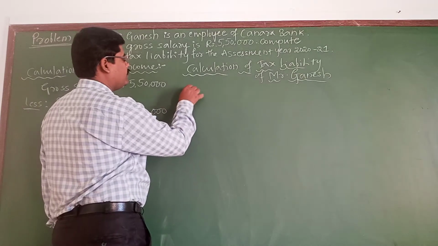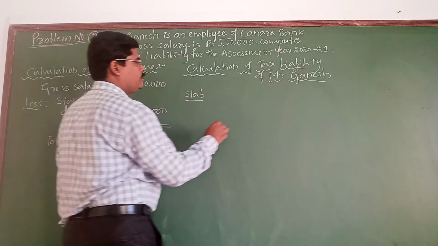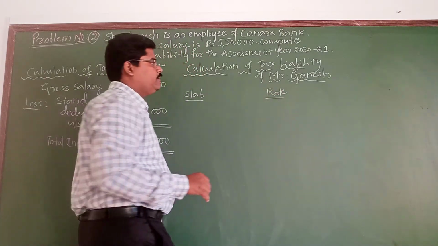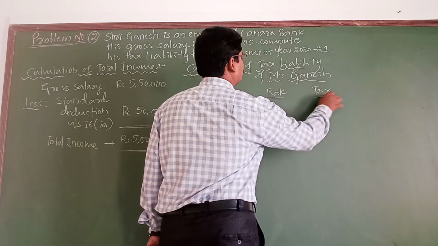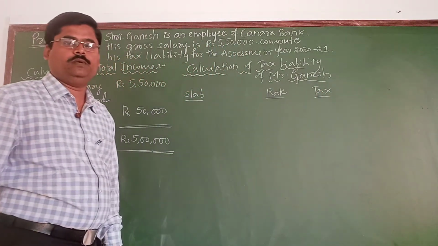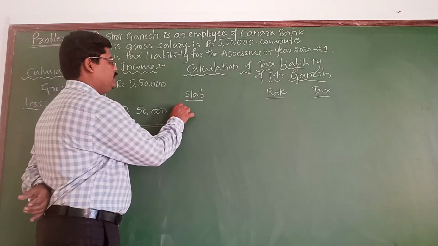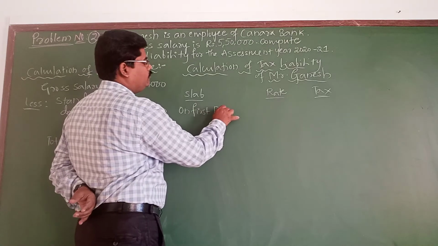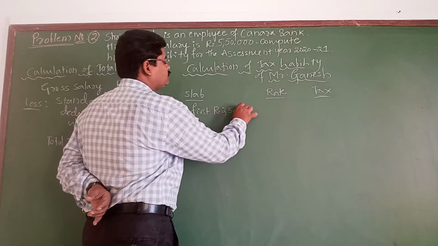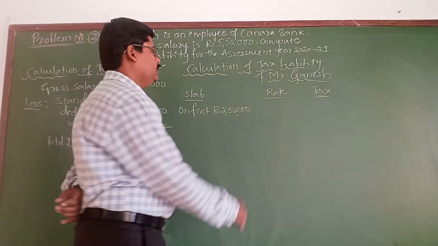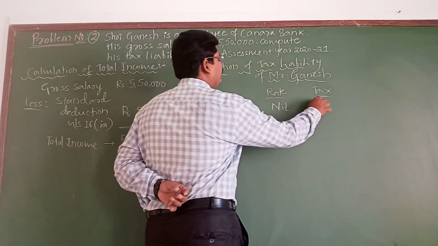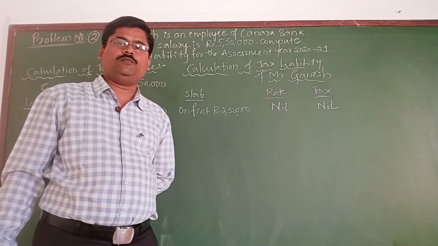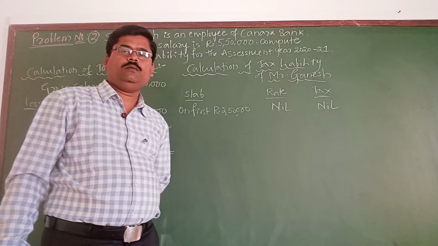So first I will take the slab. Next I will take the rate which becomes applicable, and at the end we are going to calculate the tax amount to be imposed. On the first rupees 2,50,000, the applicable rate will be nil. That is why the tax is also nil. Up to rupees 2,50,000, no tax is going to be imposed.